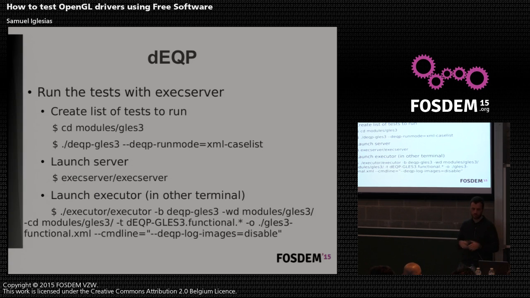Finally, you provide the output file where it's going to save in XML format all the results. I recommend you add the last parameter because these tests usually, not all of them, but usually generate 3 images as a result. The first one is the one rendered by the OpenGL driver, the second one is the reference image, and the third one is an error mask, which is the difference between the render and the reference one. These images are saved inside the XML file as base64 strings.